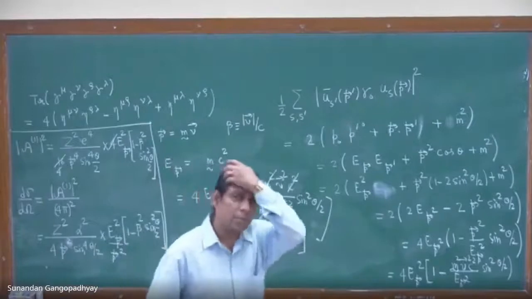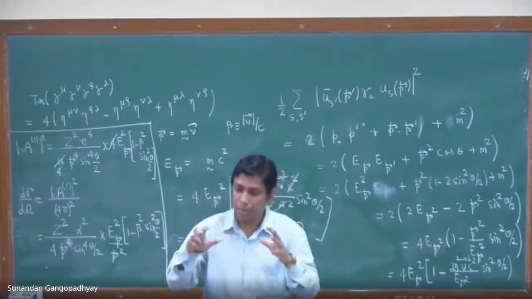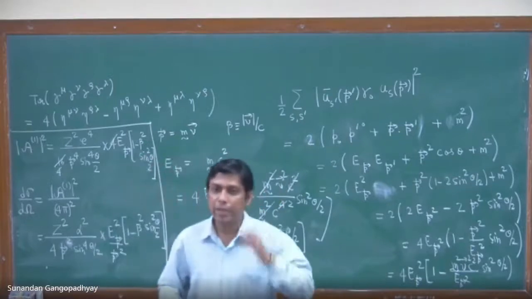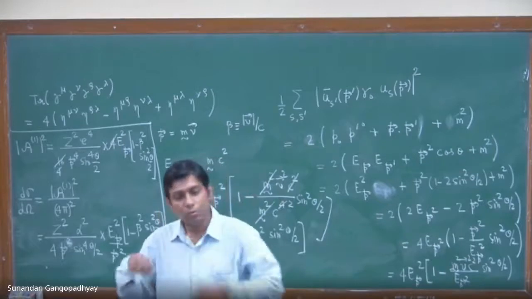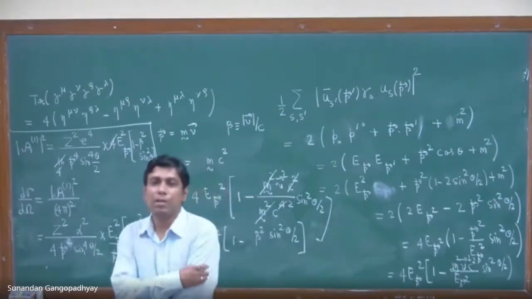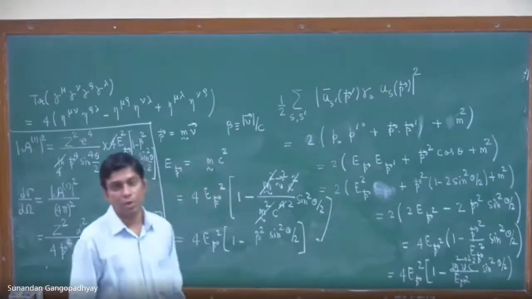Okay, sir, I understood my mistake. Yes. The relativistic case comes only when you manipulate the spinorial part. In the spinorial part, if you take the spinors, if you take the non-relativistic limit, then you have a particular simplification involving the spinors, and that gives you the non-relativistic result.